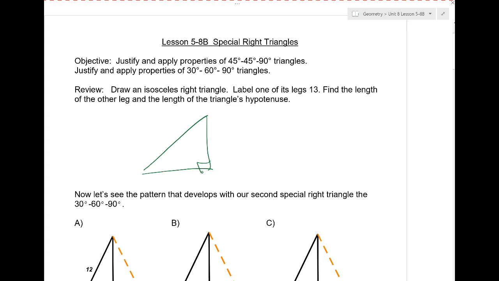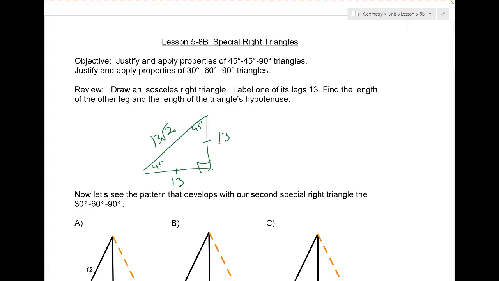An isosceles right triangle, what should I label on my right triangle? The 45 degrees. Okay, so we're going to go 45, 45, 90. What else could I label on there before I did anything? Can I do my congruent legs? All right, if one leg's 13, which I asked you to write down, what's the other one? 13. What's your hypotenuse? Yeah, 13 times the square root of 2.